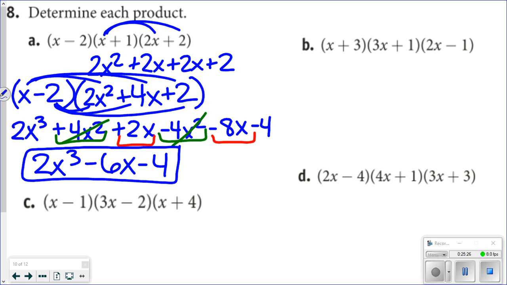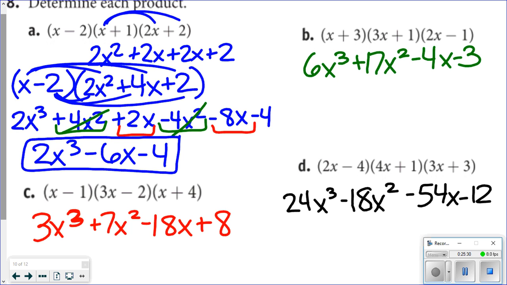So use the box method if that's what you prefer. I want you to check your answers for B, C, and D. This is a 17x squared. If your answers do not match mine, and if you need help, send me a Schoology message and I can walk you through B, C, and D, or I can send you a picture of my work. But that's all the questions that we're doing today in the book.